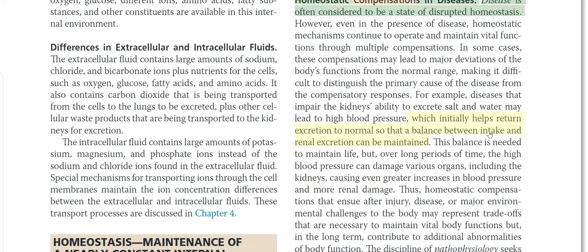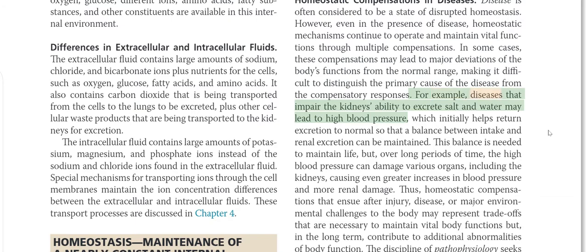Homeostatic compensations in diseases. Disease is often considered to be a state of disrupted homeostasis. However, even in the presence of disease, homeostatic mechanisms continue to operate and maintain vital functions through multiple compensations. In some cases, these compensations may lead to major deviations of the body's functions from the normal range, making it difficult to distinguish the primary cause of the disease from the compensatory responses.